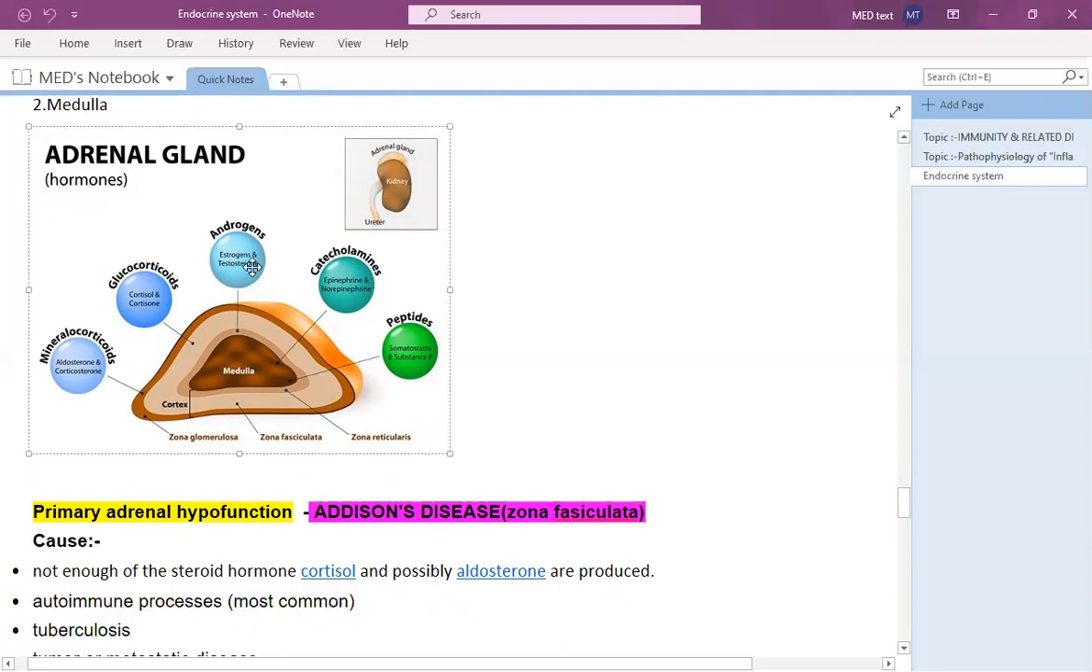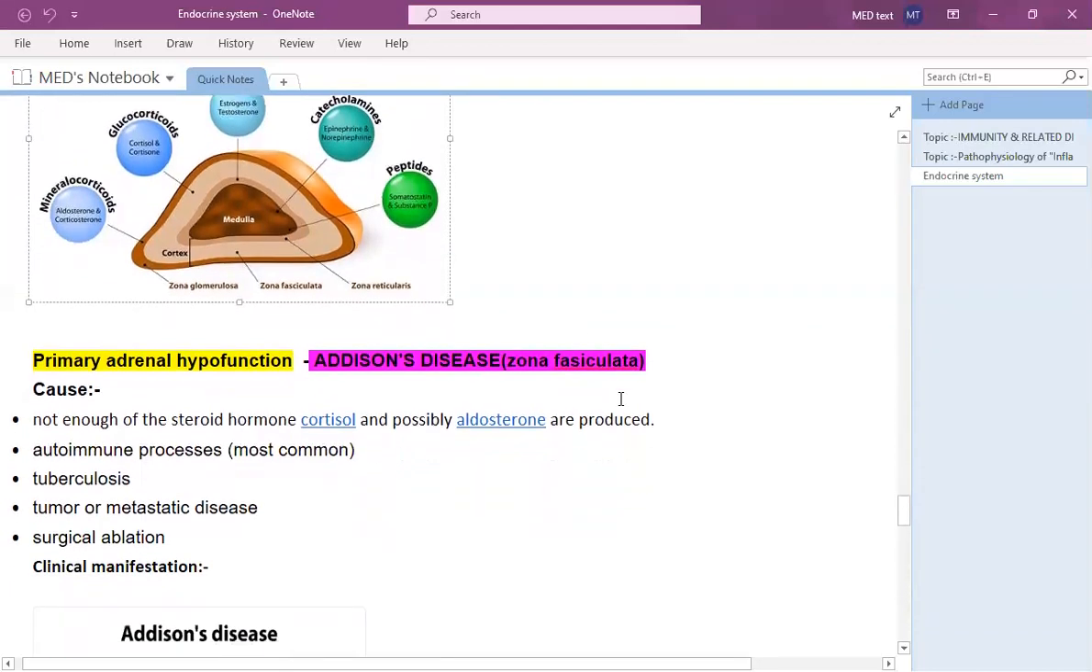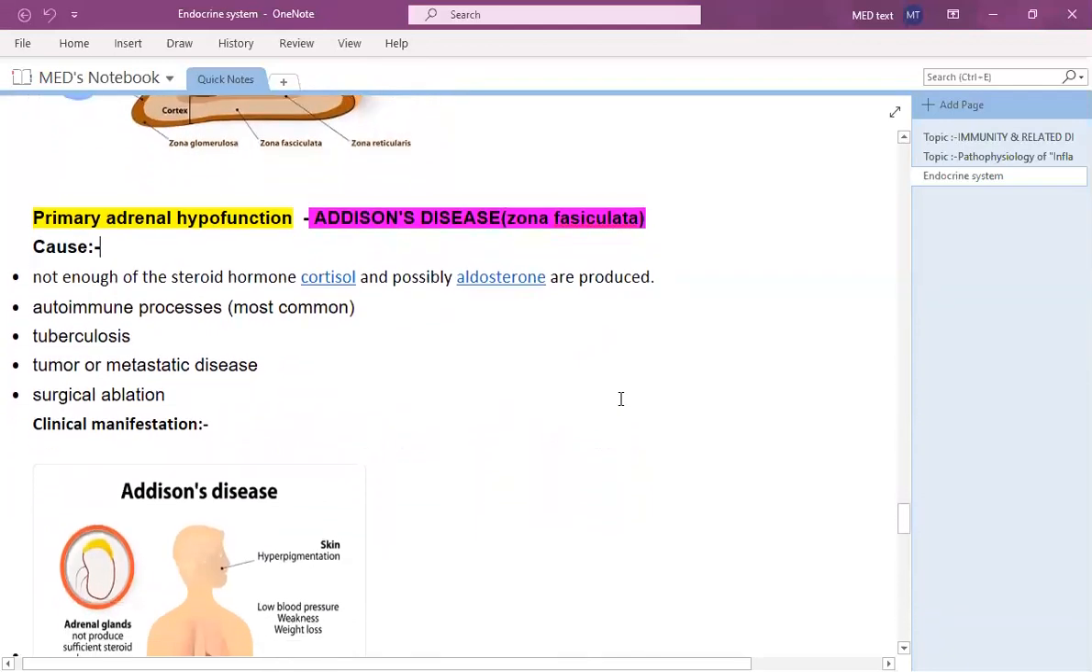All right. What happens in the medulla? In the medulla, the catecholamines are released. Catecholamines include epinephrine and norepinephrine. About them, I'll be dealing in depth in pharmacology. All right, moving on. And certain other peptides are also released, like somatostatin and substance P. So this is the general physiology. Let's move on to some pathology.